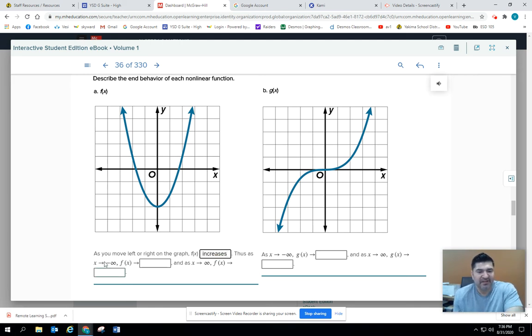Thus, as x approaches negative infinity, so as x is going to negative infinity, what's happening to our function? It's approaching infinity. As x approaches infinity, so as it's going this way, what's our function doing? It's increasing up, so it's going to be positive infinity or just infinity.